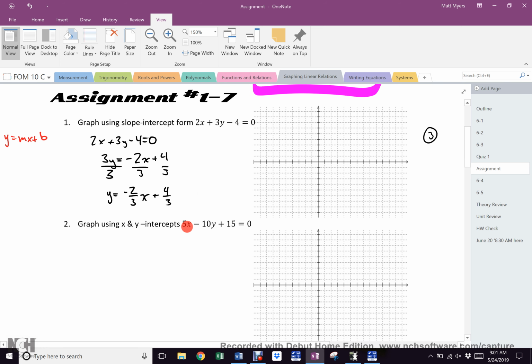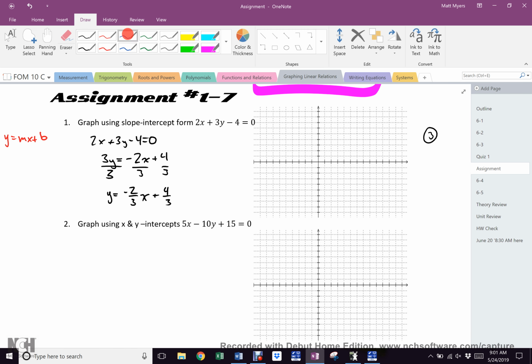Okay, now I want to use x and y intercepts. Every x-intercept in the universe is x, 0. Every y-intercept in the universe is 0, y. These are what letters? X's. These are what letters? Y's, which means all I am doing is substituting in. X stays as x. So, 5x minus 10y, what is y now? 0, plus 15 equals 0. 10 times 0, what's happening here? It disappears. So I have 5x plus 15 equals 0.